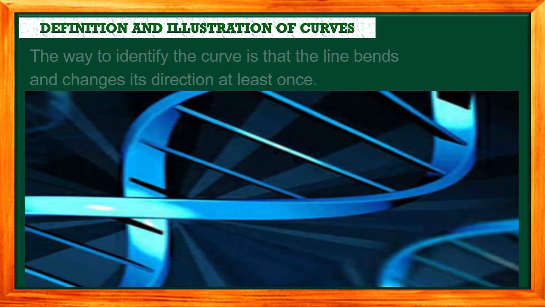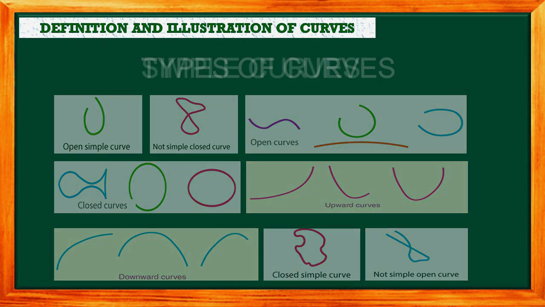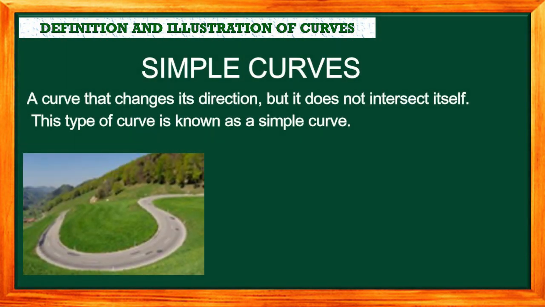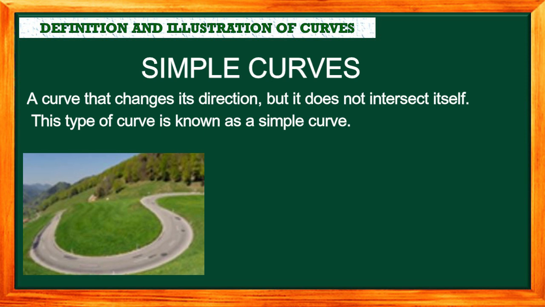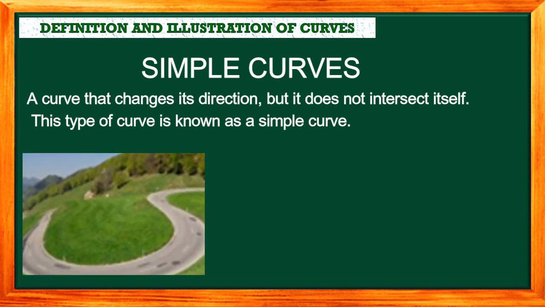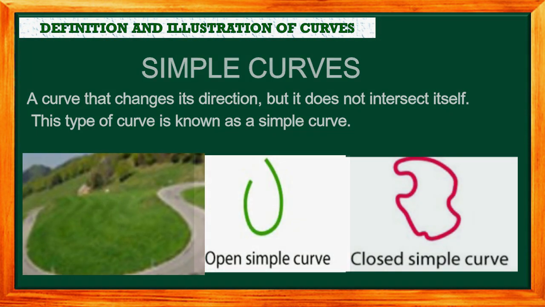Curves are classified into different categories. Let us have a look at different types of curves with example. Simple curve. A curve that changes its direction but it does not intersect itself. This type of curve is known as simple curve. A simple curve may be open or closed.